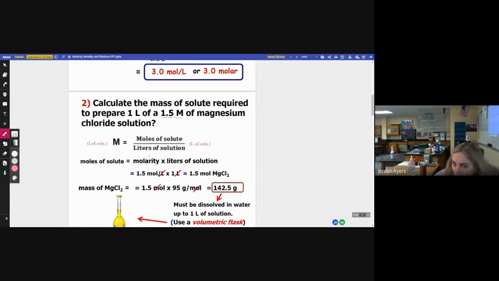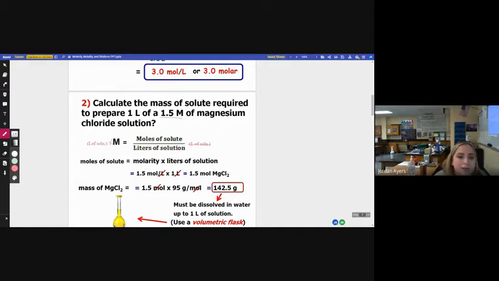So first things first, we're just going to jump into some algebra. What we want to do is isolate our unknown, which means we want to have all our knowns on one side of the equation and our unknown on the other. So to do this, we're just going to multiply both sides by liters of solution, and this side cancels out. So now we have molarity times liters of solution is equal to the moles of solute. So we just plug in our numbers. 1.5 is our molarity times 1 liter of solution gives us 1.5 moles of magnesium chloride.